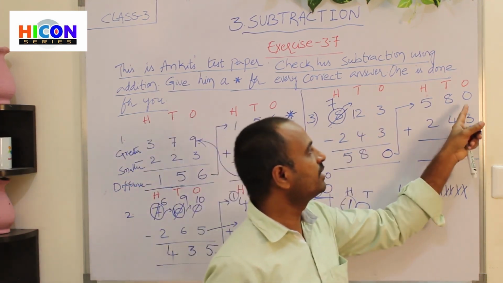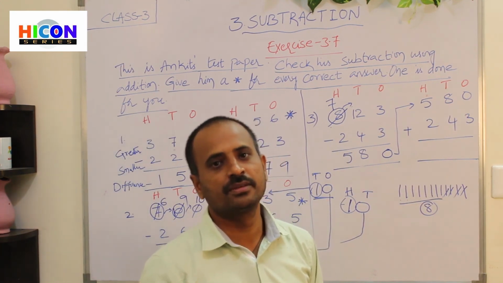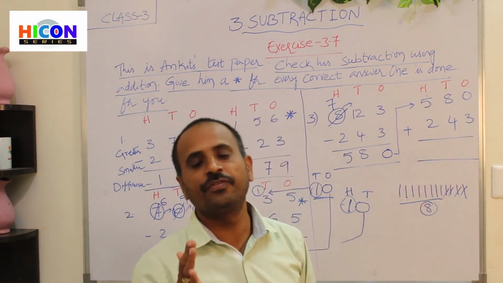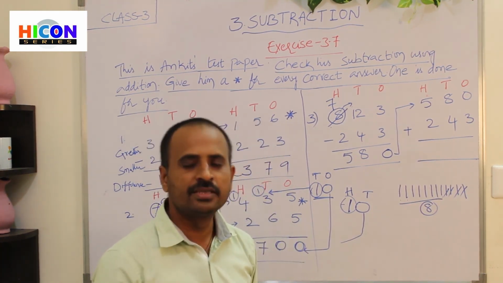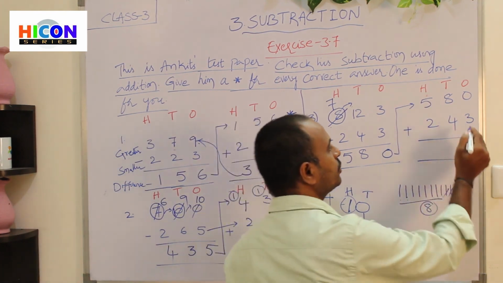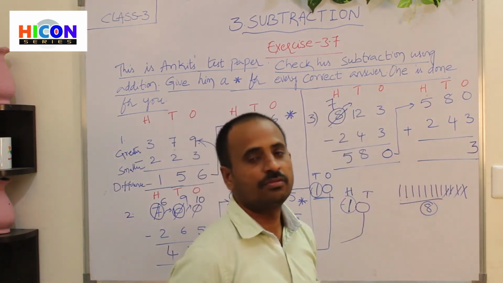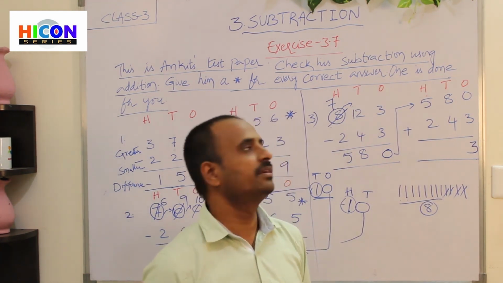So here, what are the digits present in one's place? 0 and 3 are present in one's place. So now add 0 to 3. According to the properties of addition, if we add 0 to any number, again we will get the same number. So if we add 0 to 3, we will get 3. Now go to tens place. What are the digits present in tens place? 8 and 4 are present in tens place.